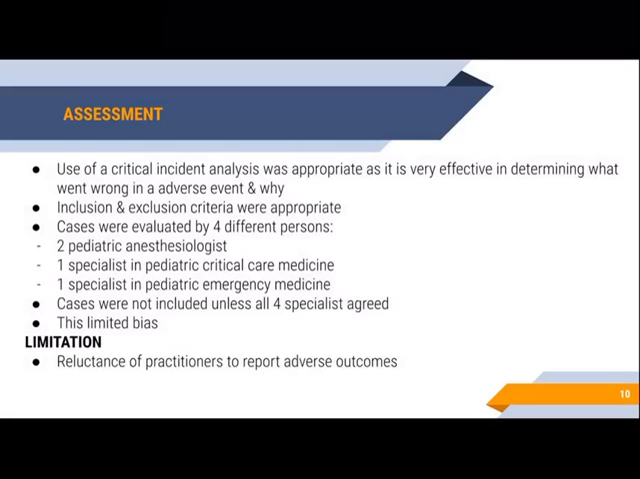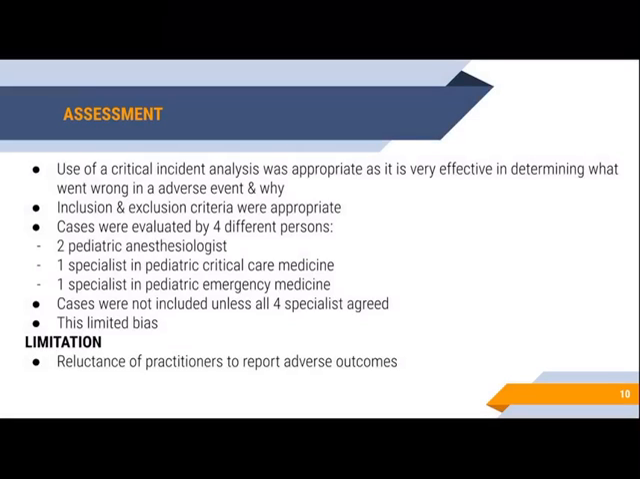Okay, so for my own assessment of the article, I think the use of a critical incident analysis was appropriate, as this is an effective tool in determining what went wrong in an adverse event and why it went wrong. I think the inclusion and exclusion criteria were very appropriate. They wanted patients 20 years and younger, and this encompasses pediatric patients. The cases were evaluated by 4 different persons: 2 pediatric anesthesiologists, a specialist in pediatric critical care medicine, and a specialist in pediatric emergency medicine. And the cases were not selected unless all 4 of these persons agreed. This limited the chance of bias. In addition to this, even when they did their own individual analysis, when checking for the level of agreement, there was found to be a moderate level of agreement, and this proved that the agreement was not by chance alone.